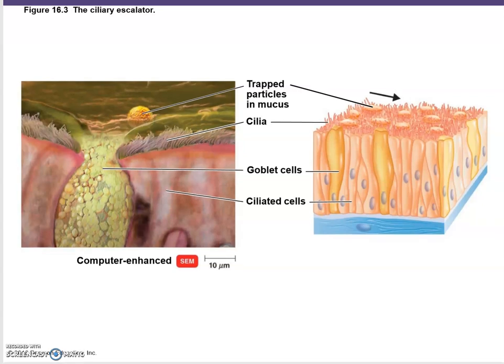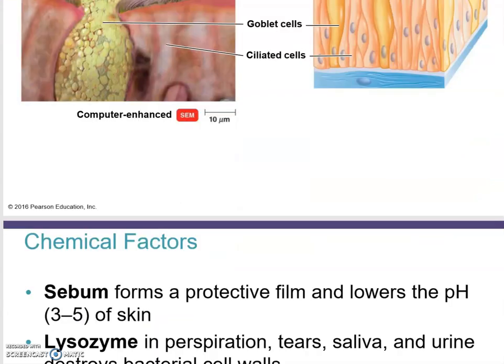So all of these are mechanisms that attempt to get rid of any kind of microorganisms or dangerous substances, toxins, for example. Here is an example for the ciliary escalator. You can see here these little cilia, these little hair-like extensions sitting on top of this epithelium. And you're going to have some mucus, and there will be some trapped particles, and eventually you're going to cough everything out, so move it back up.